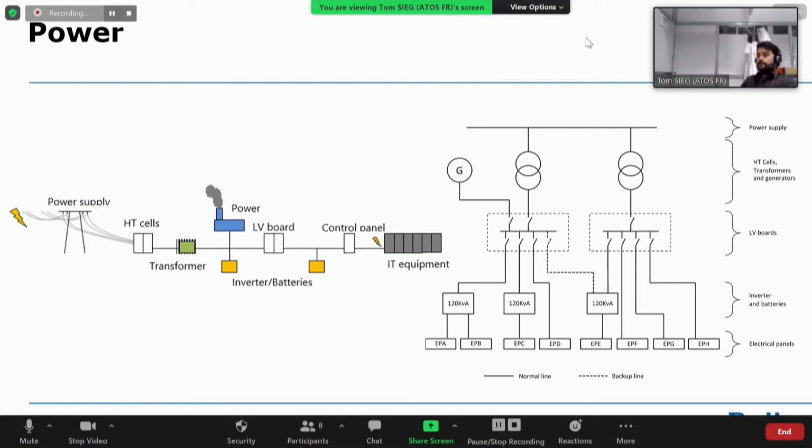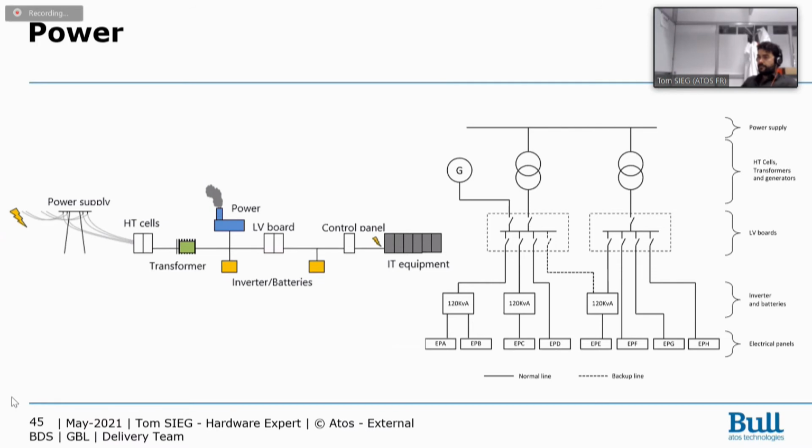That is what you have between your power supply company and your data center itself, your cluster, your IT equipment. You have at the left side the simple view, and at the right side the technical view. On all the power supply flow, you will have, of course, the power supply, power line. You will have the HT cells, high tension cell transformer to transform your electricity.